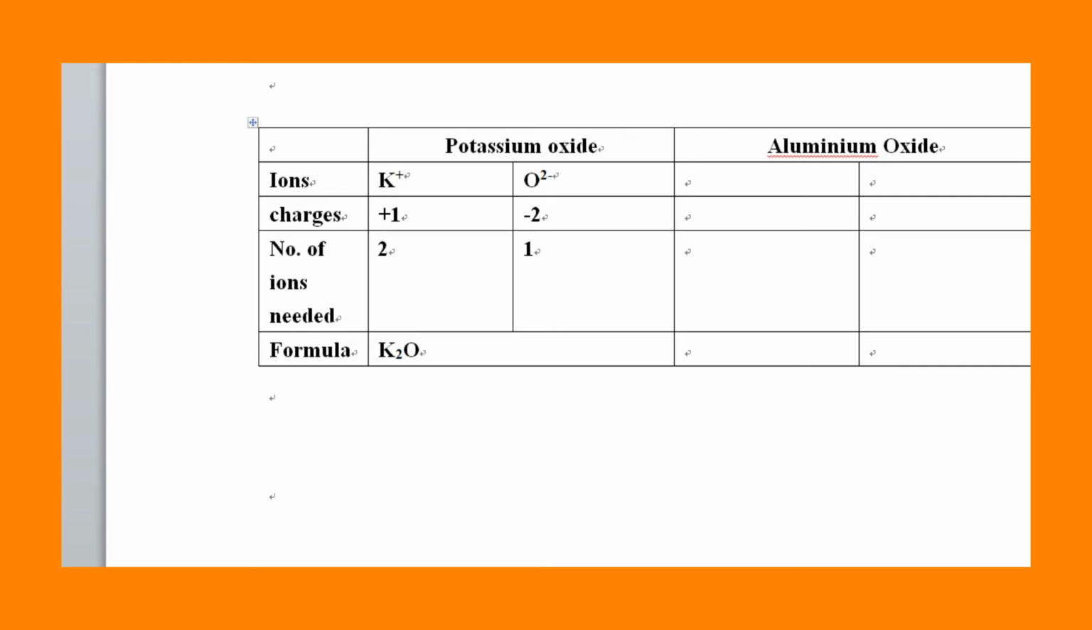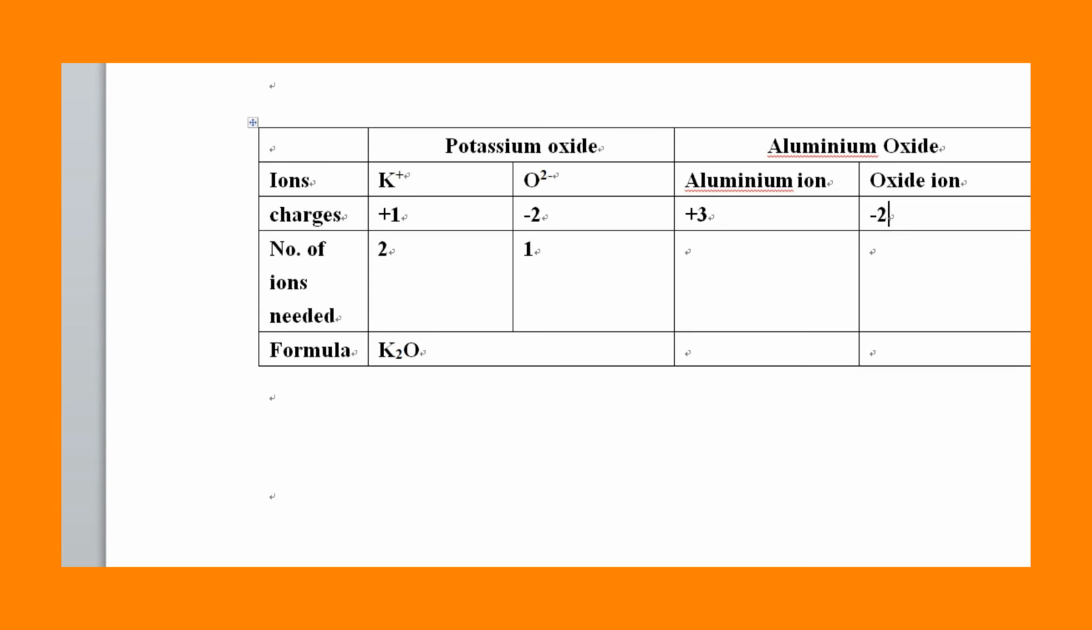For aluminium oxide, the ion name is aluminium ion, and we've got oxide ion. The charge for aluminium ion is positive 3 because it is in group 3 or group 13. Oxide, again, negative 2.